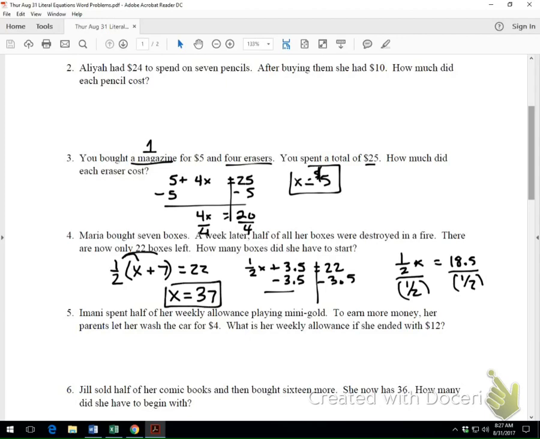So what does that 37 mean? How many boxes she originally had? Okay, so she bought 7 after that, lost half of them. She ended up with 22. So 37 plus 7 is what? 37 plus 7? 44. Divide that by 2. 22. Does that match up? There you go. Okay.